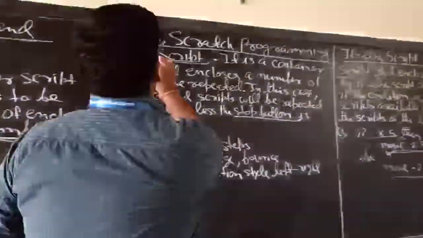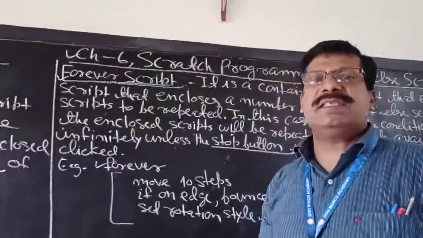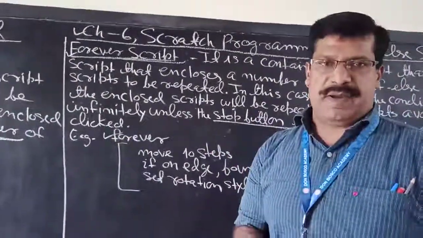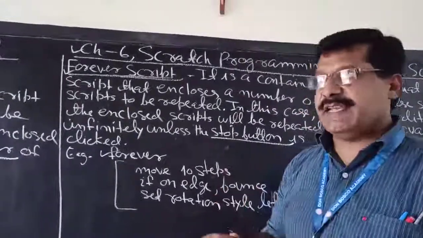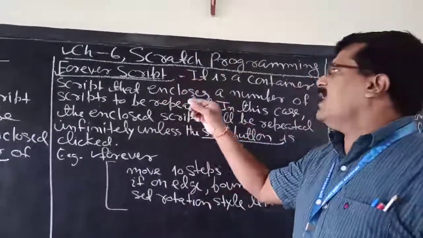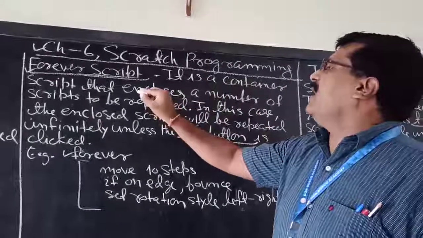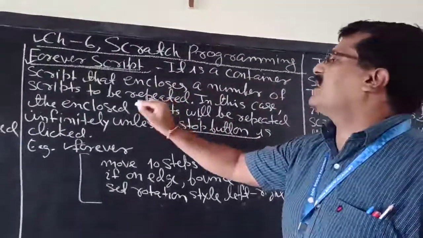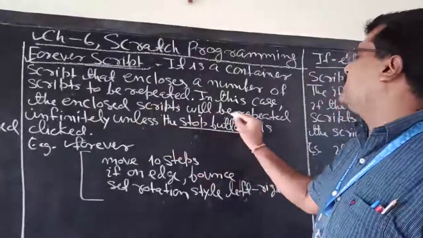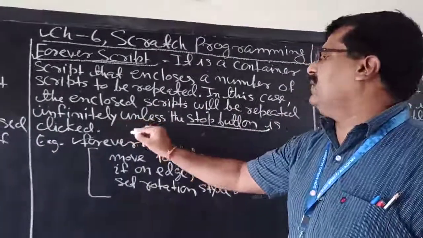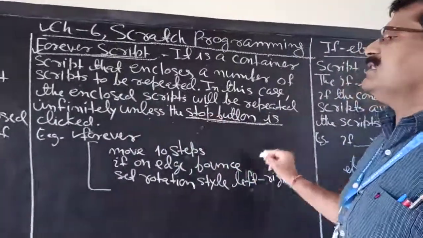The second script is the forever script. Forever means continuously, without stopping, till you stop it. It will continue the action on the stage. So what is the forever script? It is a container script that encloses a number of scripts to be repeated. In this case, the enclosed scripts will be repeated infinitely unless the stop button is clicked.